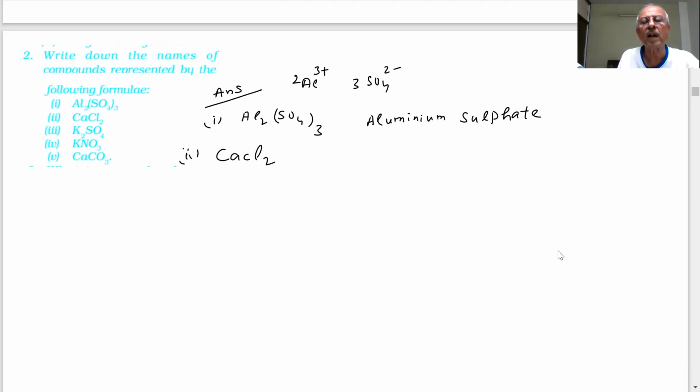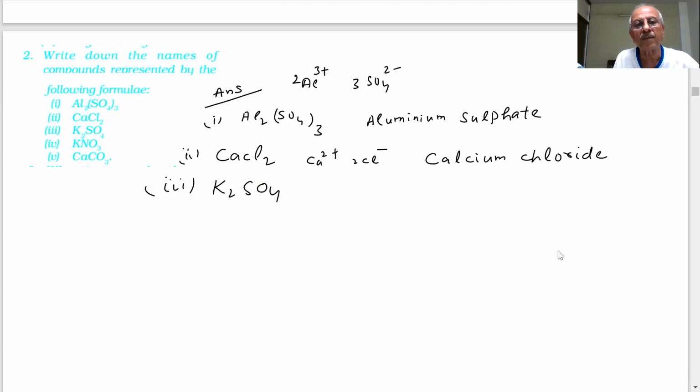CaCl2. How will we write the name of this? This has calcium 2 plus and chloride ions, positive and negative. There is a cation and there is an anion in the ionic compounds. As we told you, students, what will be the name of this? Calcium chloride. So we will write calcium first. Ca is calcium, chloride. Calcium chloride. The next question is coming on the screen.